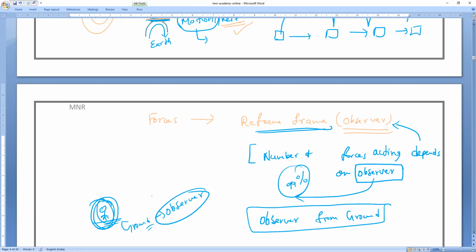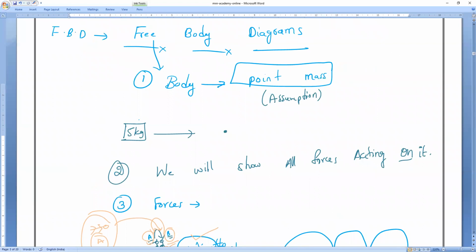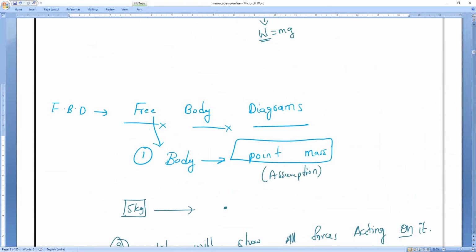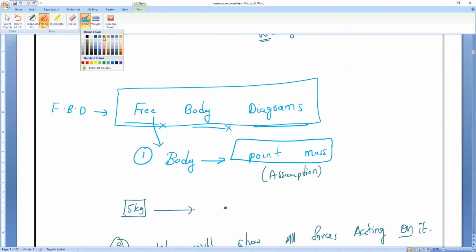So these are the 3 steps you all need to remember to make a free body diagram. I will now explain how to draw it. Free body diagram. There is no physics without free body diagrams. How good you are at them will show in your free body diagrams, which speak of your depth in physics.